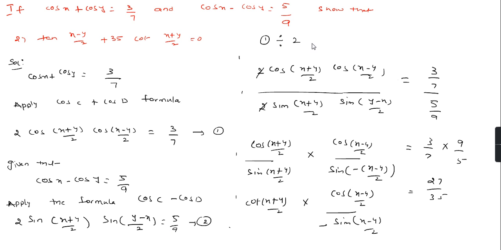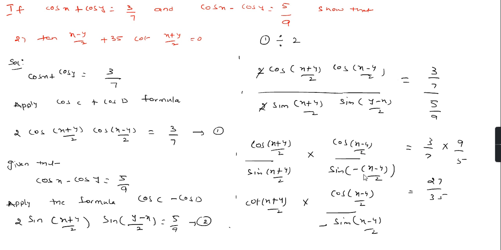We do 1 divided by 2. Therefore we get 2 cos of (x plus y) by 2 cos of (x minus y) by 2 divided by 2 sin of (x plus y) by 2 sin of (y minus x) by 2 equals 3 by 7 by 5 by 9. So we simplify that: 3 by 7 into 9 by 5, we get 27 by 35. And we get cos of (x plus y) by 2 by sin of (x plus y) by 2, and cos by sin is nothing but cot.